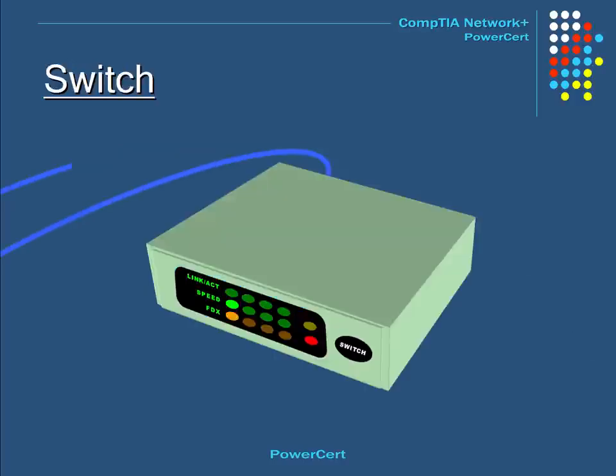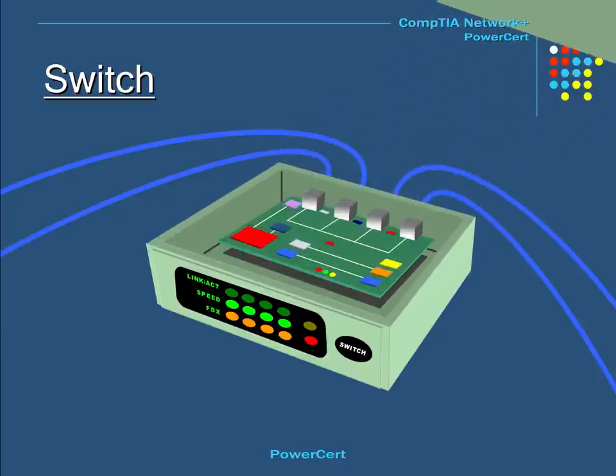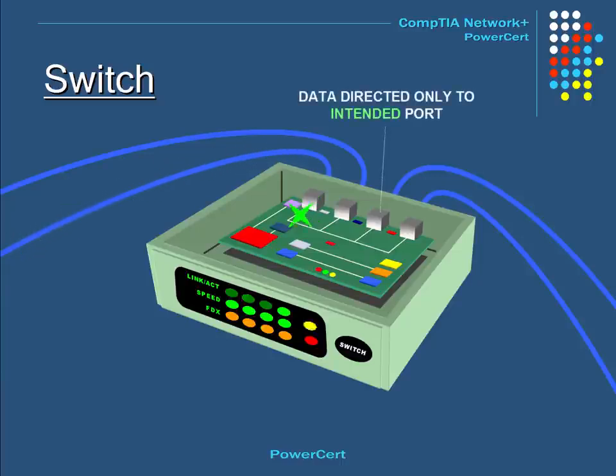Now, a switch is very similar to a hub. It's also a device that has multiple ports that accepts Ethernet connections from network devices. But unlike a hub, a switch is intelligent. A switch can actually learn the physical addresses of the devices that are connected to it, and it stores these addresses in a table. So when a data packet is sent to a switch, it directs it only to the intended destination port. That's the major difference between a hub and a switch. So as a result, switches are far more preferred over hubs because they reduce any unnecessary traffic on the network.